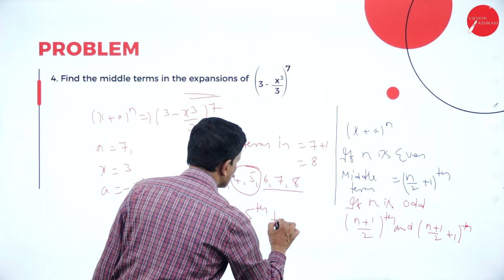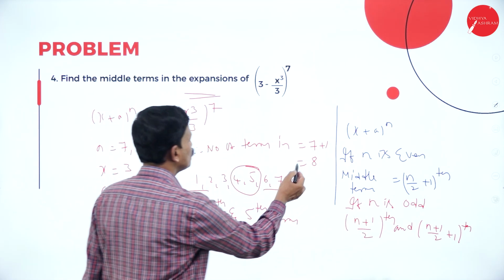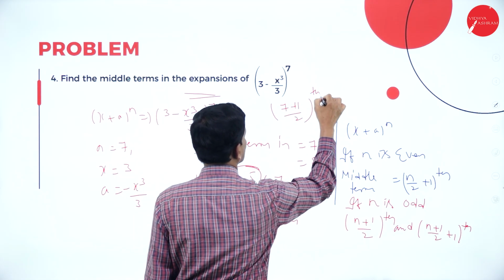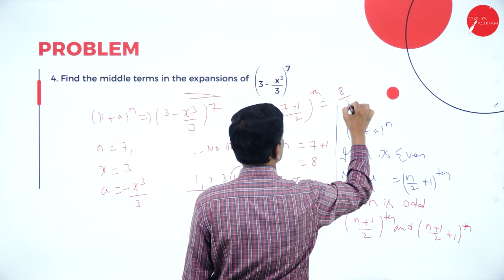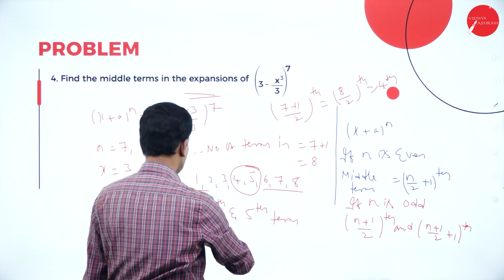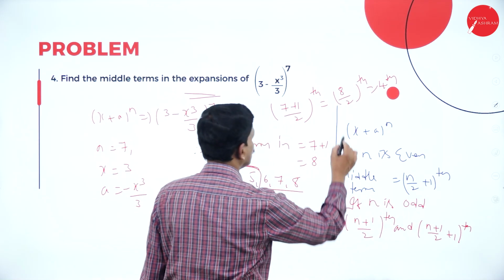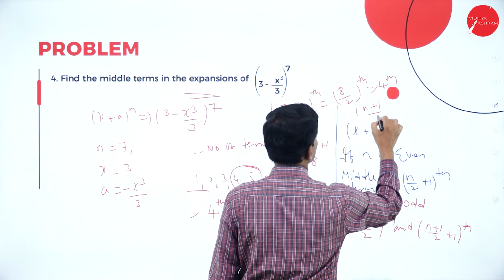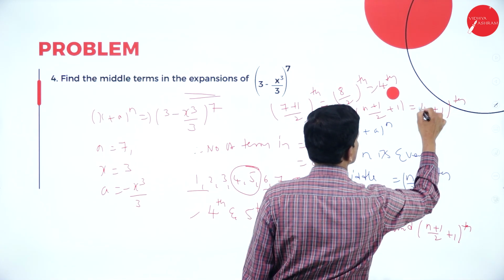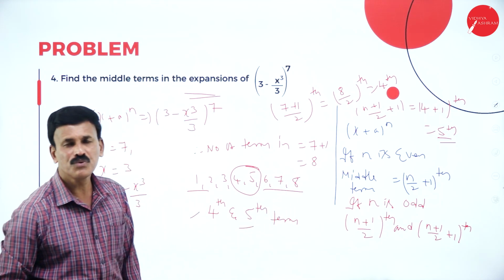See, according to this, (n plus 1) by 2. What is n here? n is equal to 7, so 7 plus 1 is 8, by 2 is equal to the 4th term. The first middle term is the 4th term. And the second middle term is (n plus 1) by 2 plus 1, that is nothing but the 4 plus 1th term, that's equal to the 5th term. So, therefore, the two terms are the 4th and 5th terms.